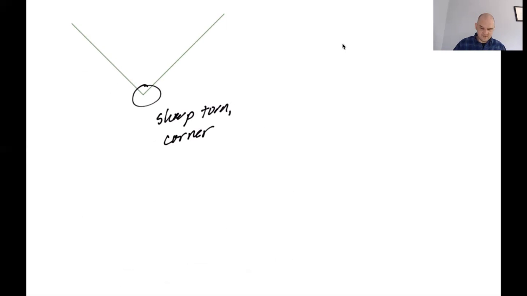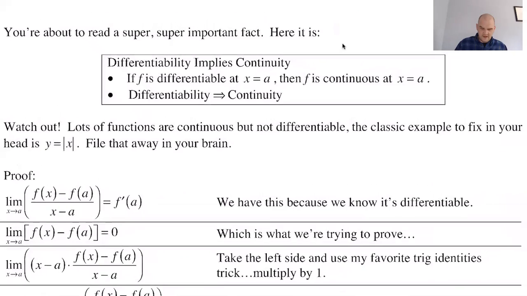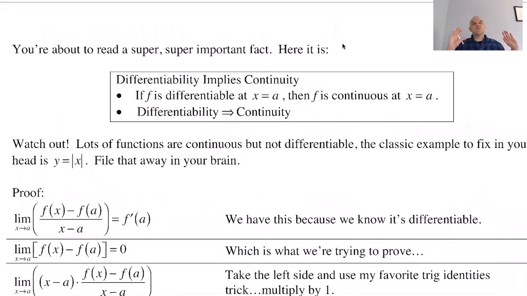Okay, so what does this have to do with the notes? Well, let's go back to the notes. This page contains one of the most important things that you will run into at the early outset of calculus, and it is this. Differentiability implies continuity. If a function is differentiable at a point, it is definitely continuous at that point.